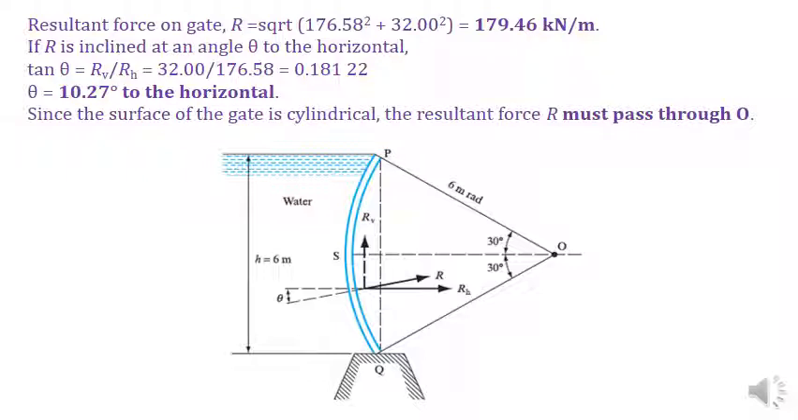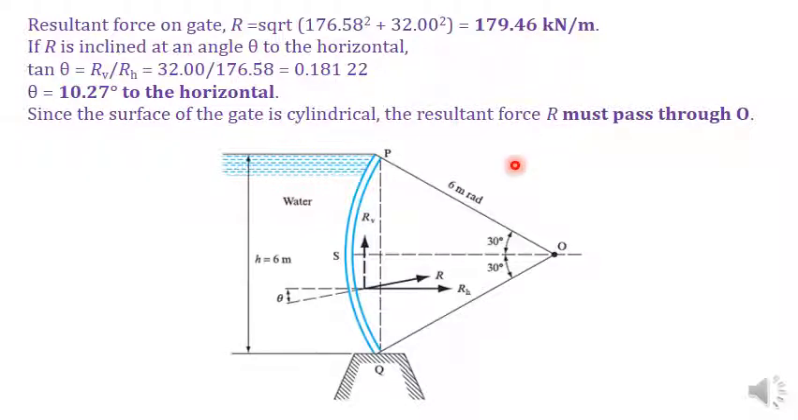Now if the Fx and Fy components are with you, then it's very simple to determine the resultant. You take the square root of Fx square plus Fy square, and you get your answer as 179.46. On the other side, if the angle is needed from the horizontal, then the vertical component divided by the horizontal component, taking tan inverse of it, gives your answer in degrees from the horizontal.